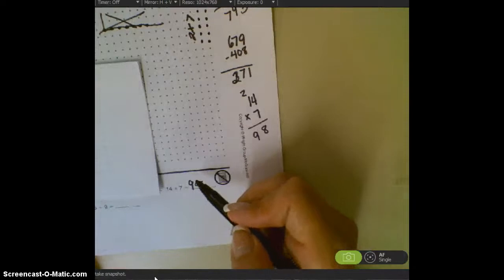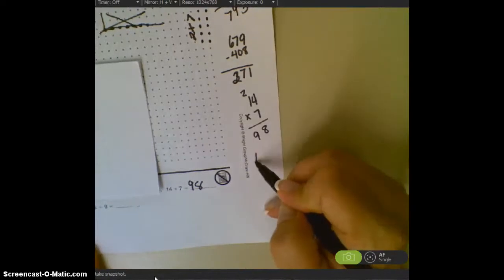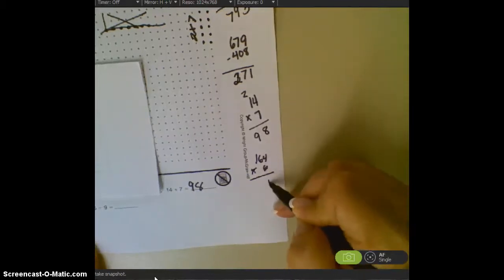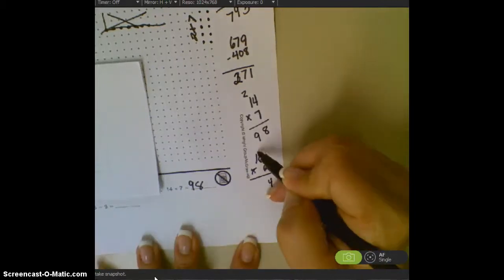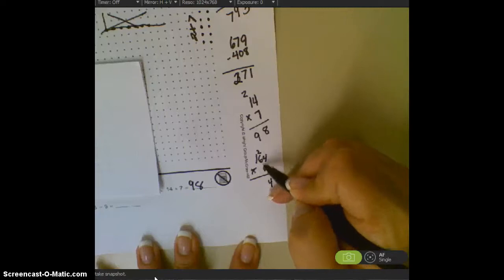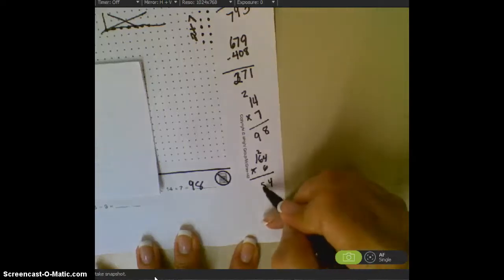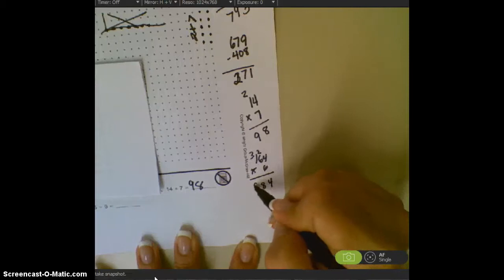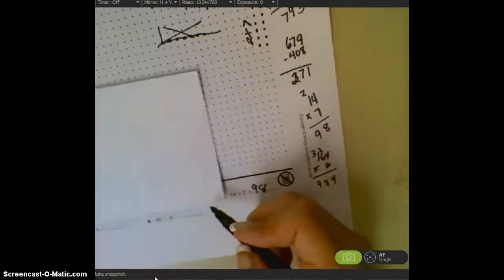And then my next one, I love this multiplication practice. Some kids forgot over the summer how to do this. 6 times 4 is 24. Write down the 4, carry the 2. 36 plus 2 is 38. Carry the 3. 6 times 1 is 6. Plus 3 more is 9. So 984 for that one.